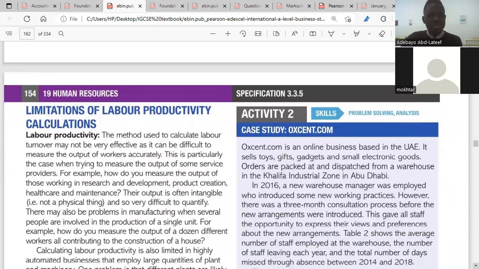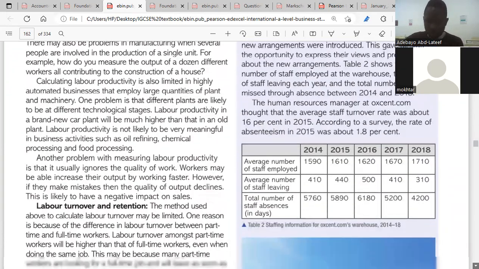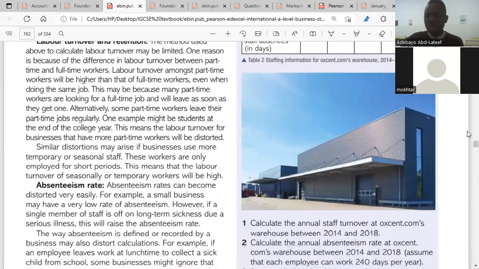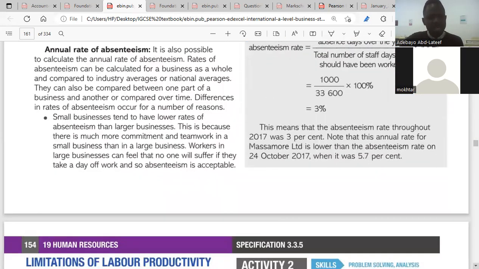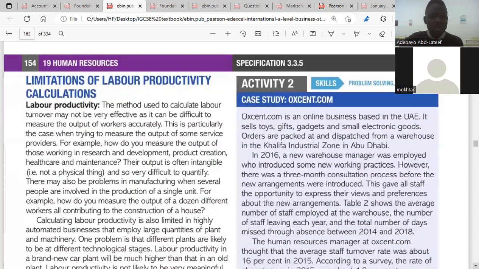Then we go to limitations of labor productivity and their calculations. So what are the problems? What are the disadvantages of labor productivity in terms of calculating labor productivity, in terms of calculating labor turnover and retention turnover, in terms of calculating absenteeism rate? So we start with labor productivity. So what are the criticisms about labor productivity?